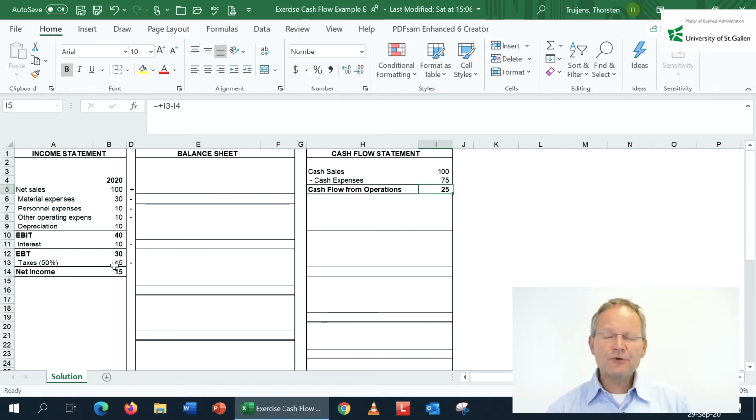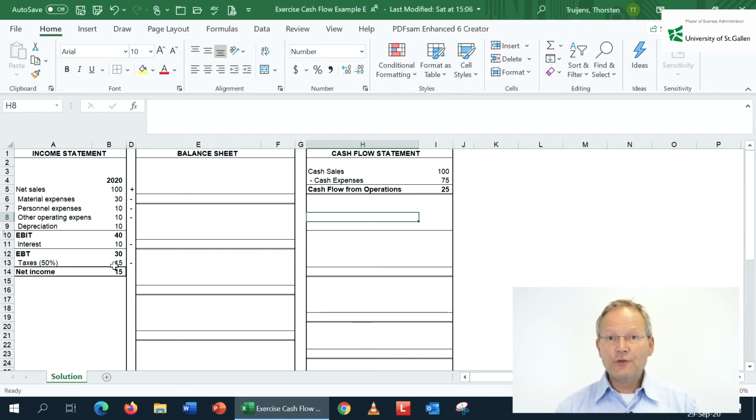Now, in many textbooks, however, the 25 is determined in a different way. How do many textbooks actually explain cash flow? They give you a formula which leads to exactly the same result. But my point here is I don't want to tell you formulas. You can look that up on the internet. I want to explain you stuff.